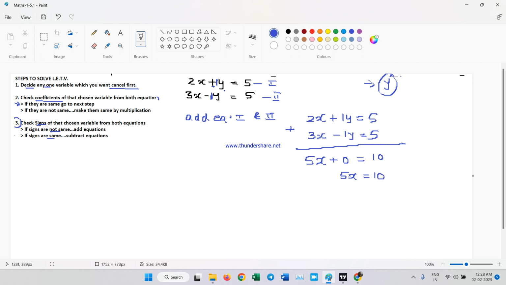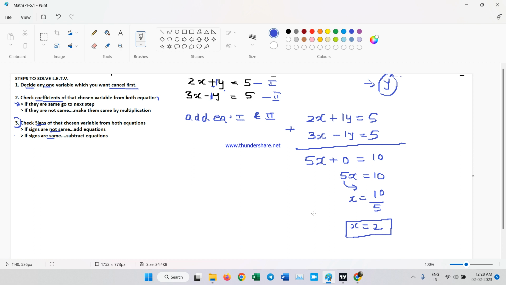As I told you, there is a hidden multiplication between the coefficient and the variable. So when 5 changes the side, it will go in the form of division, 10 upon 5. And here the answer will come out to be, 5 twos are 10. So the answer is x is equal to 2.